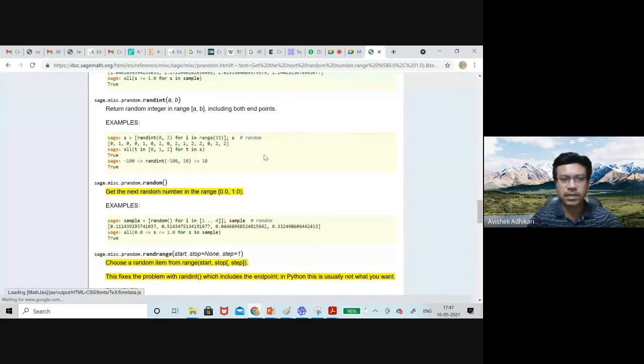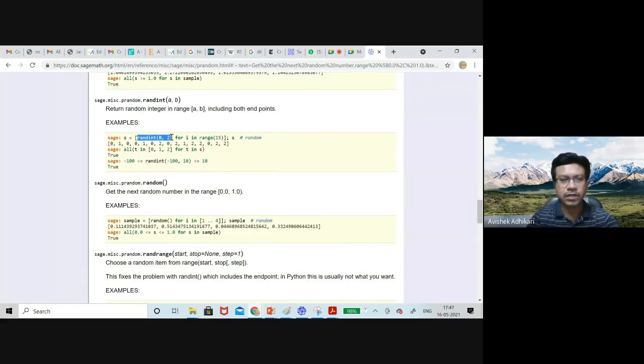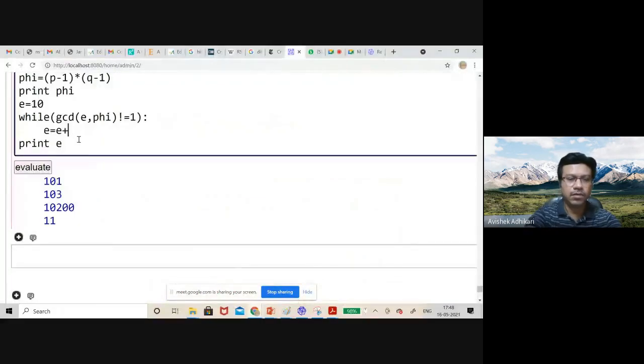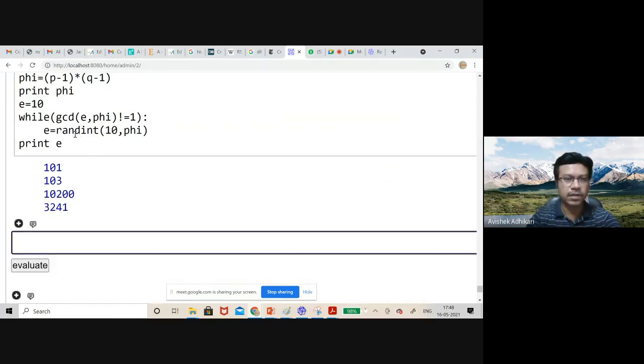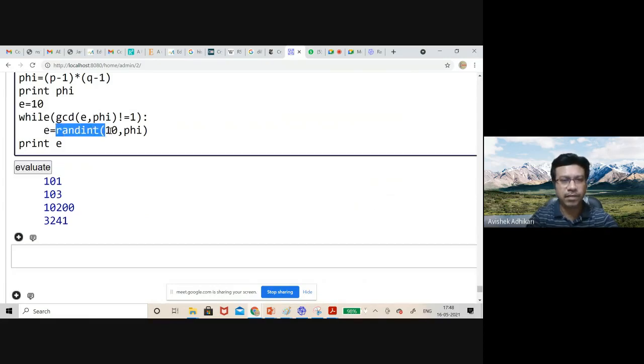Okay, if you type this, this is randint, which gives a random number between two values. So if you say E equal to randint between 10 and phi, you can see that now it is taking some random E, and it is not that at the first chance it gets this value. Start with 10, it checks whether the GCD of 10 and phi is 1 or not. We can see that the value is not 1, so it gets into the loop and picks a randint between 10 and phi.